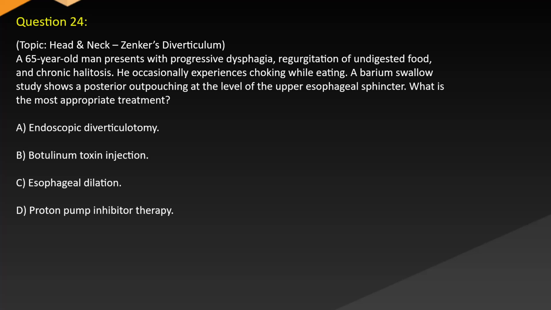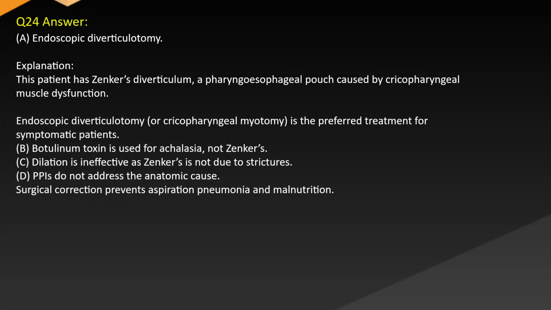A. Endoscopic diverticulotomy. B. Botulinum toxin injection. C. Esophageal dilation. D. Proton pump inhibitor therapy. Answer: A. Endoscopic diverticulotomy. Explanation: This patient has Zenker's diverticulum, a pharyngoesophageal pouch caused by cricopharyngeal muscle dysfunction. Endoscopic diverticulotomy or cricopharyngotomy is the preferred treatment for symptomatic patients.